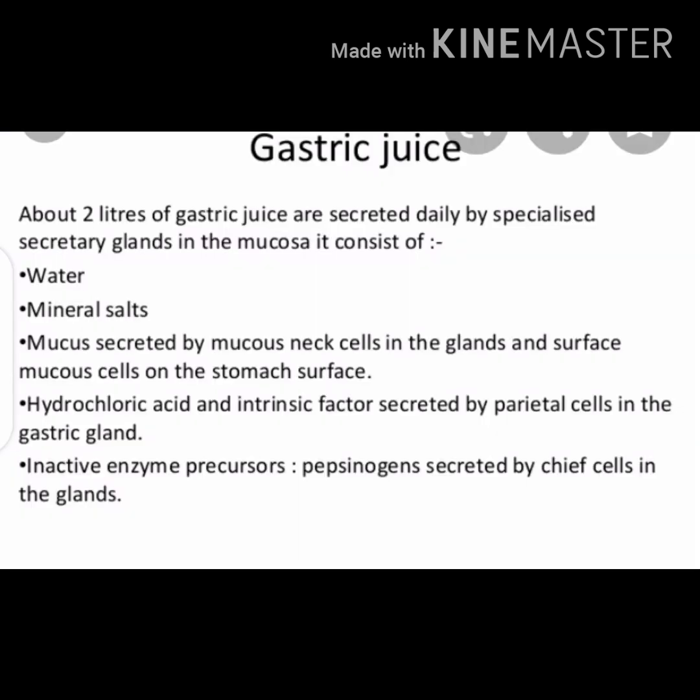First, we want to know that the gastric juice does not contain only HCl. There is a list of fluids. About 2 liters of gastric fluid are secreted daily by the specialized secretory glands in the mucosa, consisting of water, mineral salts, and mucus secreted by the mucus neck cells, and HCl and intrinsic factor from the parietal cells in the gastric gland, and inactive enzyme precursors like pepsinogen secreted by the chief cells. There are two cells: the parietal cells, which secrete hydrochloric acid, and the chief cells, which secrete pepsinogen for protein digestion.